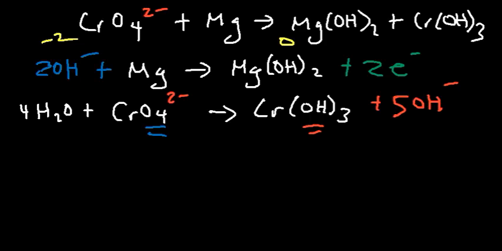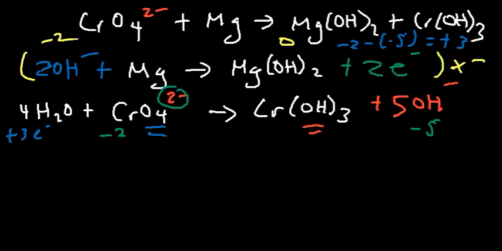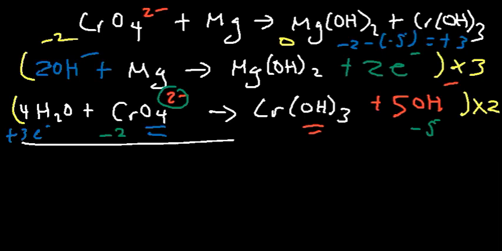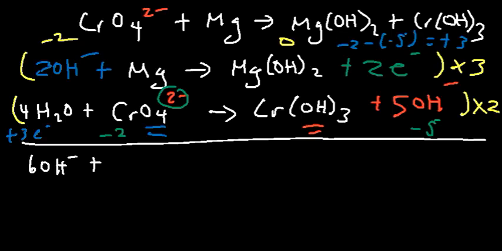So now let's balance the charges. So we have -2 on the left side, -5 on the right side. So -2 is larger than -5, and if we subtract them, -2 minus -5 is +3. So we need to add 3 electrons to the left side. So we got to multiply this by 3 and this by 2. So we can get 6 electrons on both sides. So now we have 6 hydroxide ions plus 3 magnesium atoms and 3 Mg(OH)2 and 6 electrons.